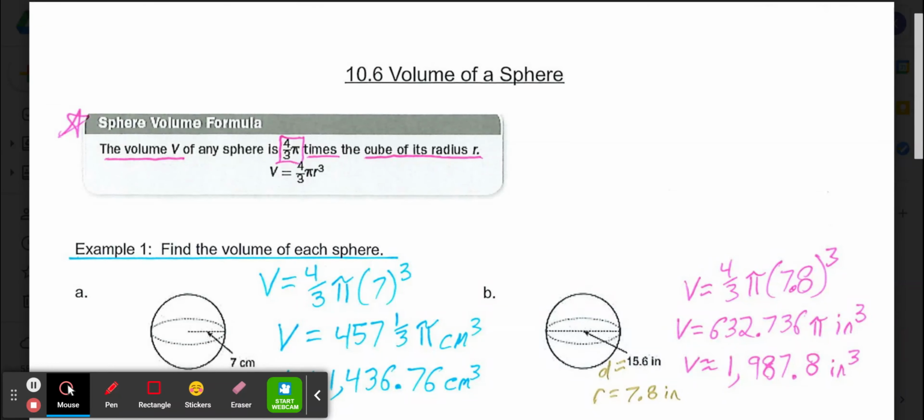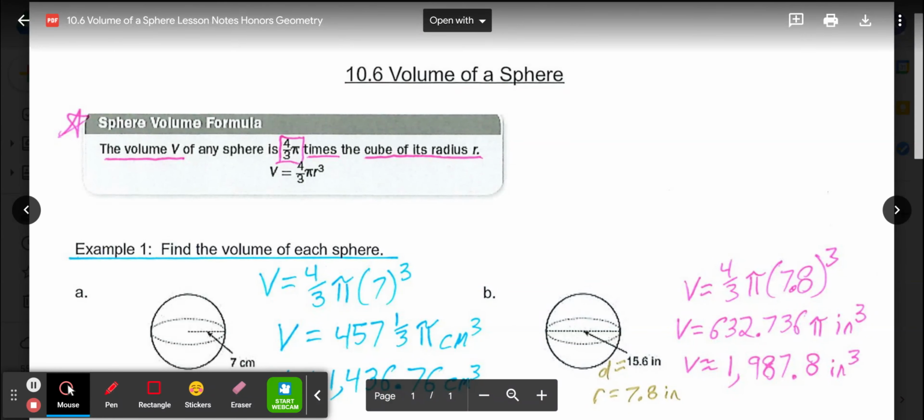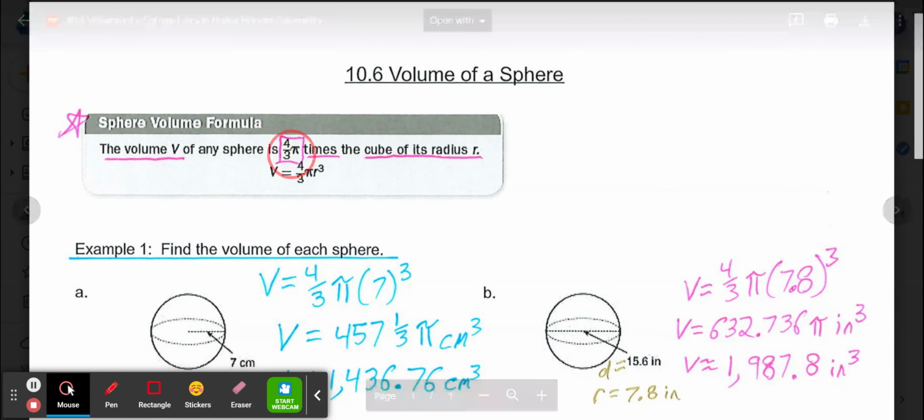Welcome to Lesson 10.6, Volume of a Sphere. So looking at the final volume formula that we're going to touch on, it is the sphere volume formula, which simply put says the volume of any sphere is 4/3 pi multiplied by the cube of its radius. So volume equals 4/3 pi r cubed. 4/3 multiplied by pi multiplied by the radius to the third power.